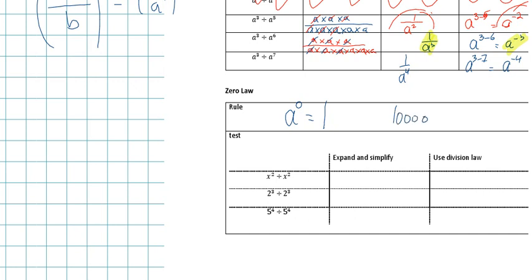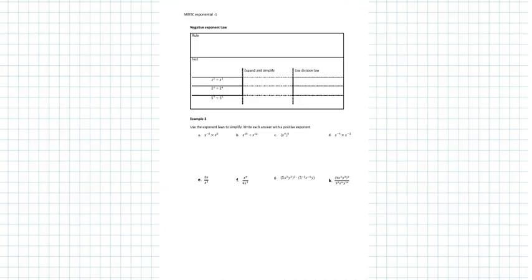No matter what the answer is, anything to the power of 0 is going to equal 1. Are we okay with this? And for the next rule, we just did the testing, so I'm not going to test again.